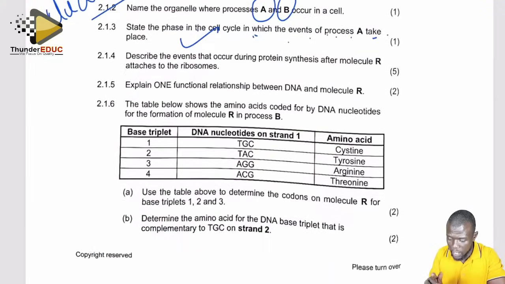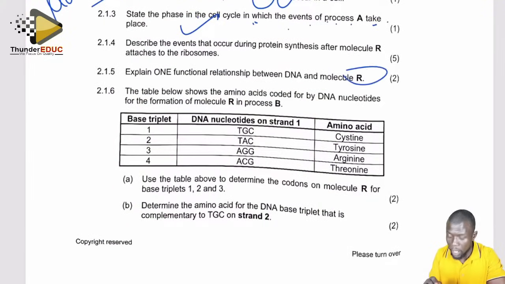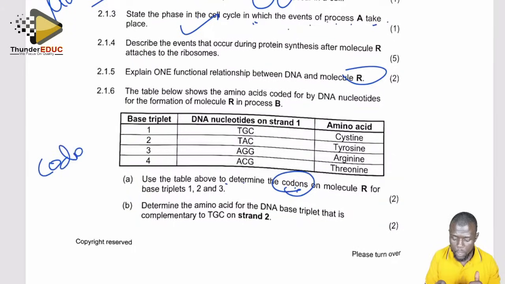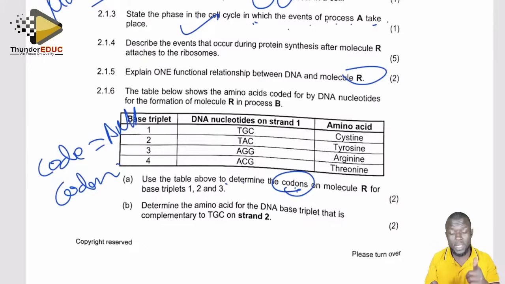The table below shows the amino acids for DNA and molecule R, which is a messenger RNA. They are saying use the table below to determine the codons. When you talk about the codons, remember we have the codes which we find on DNA, the codons which we find on the messenger RNA, and the anticodons which we find on the tRNA. I've explained this before.